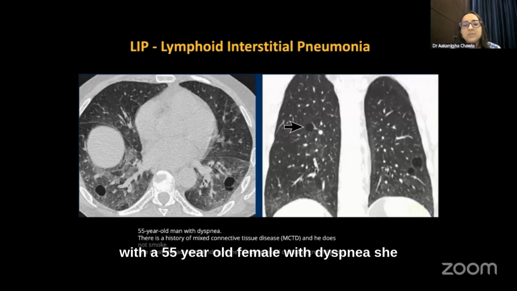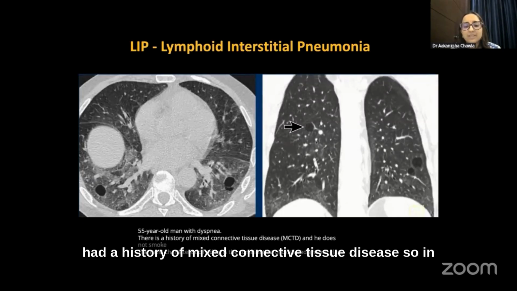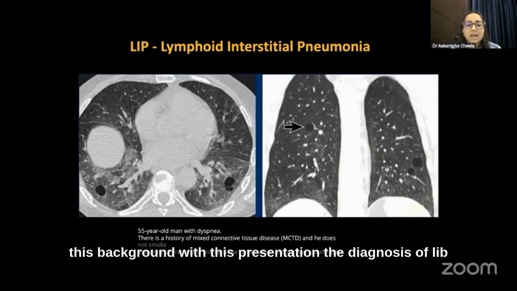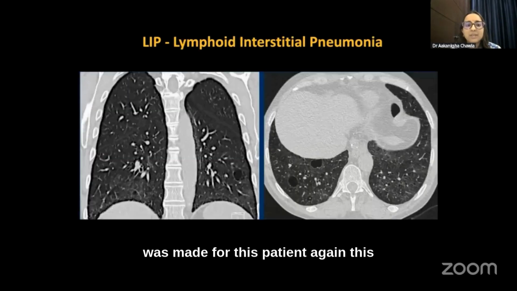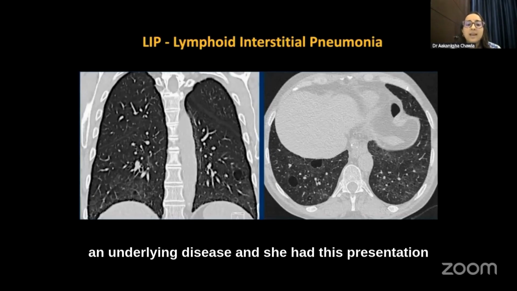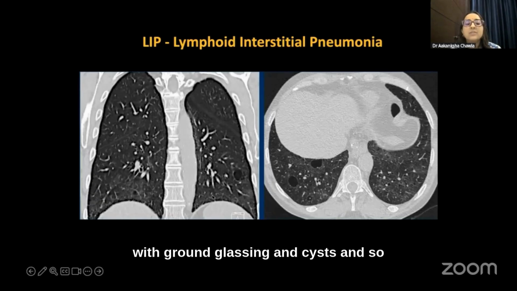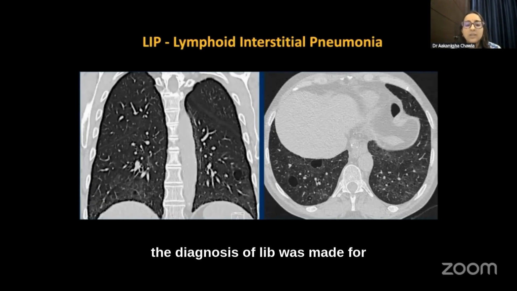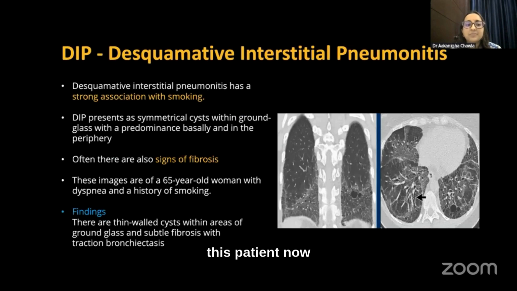This was a 55-year-old female with dyspnea. She had a history of mixed connective tissue disease. So in this background, with this presentation, the diagnosis of LIP was made for this patient. Again, this was a 60-year-old female with Sjogren syndrome as an underlying disease. And she had this presentation with ground glassing and cysts. And so the diagnosis of LIP was made for this patient.